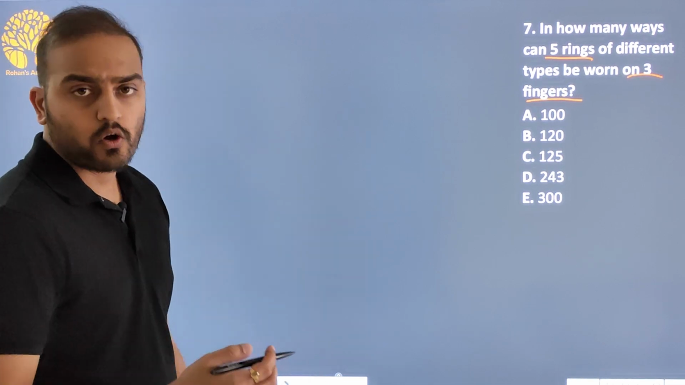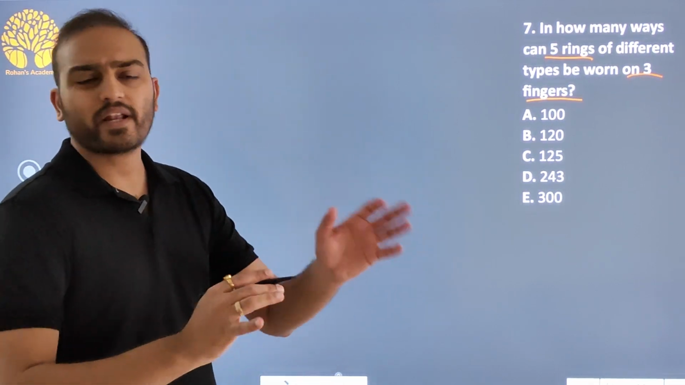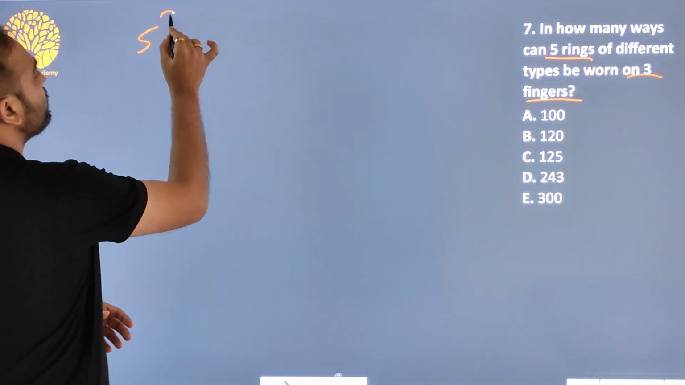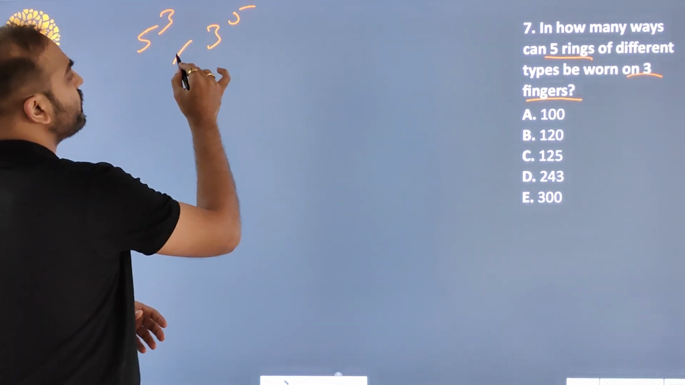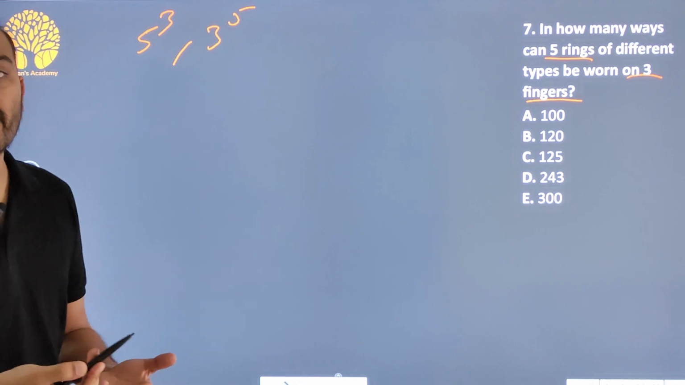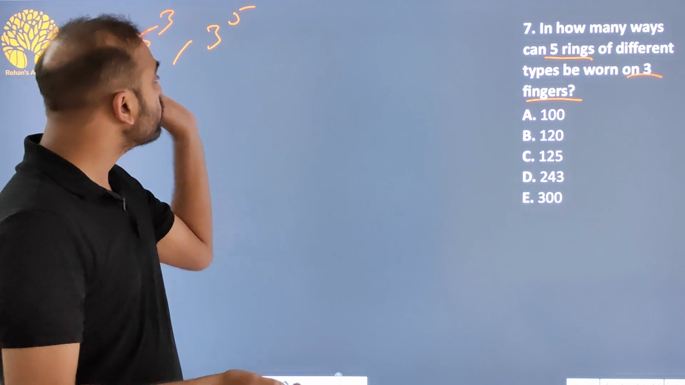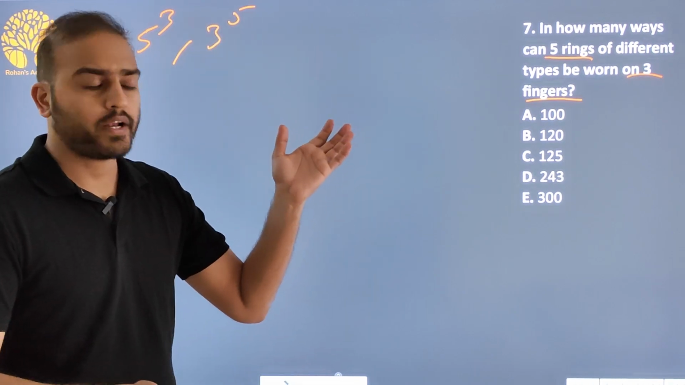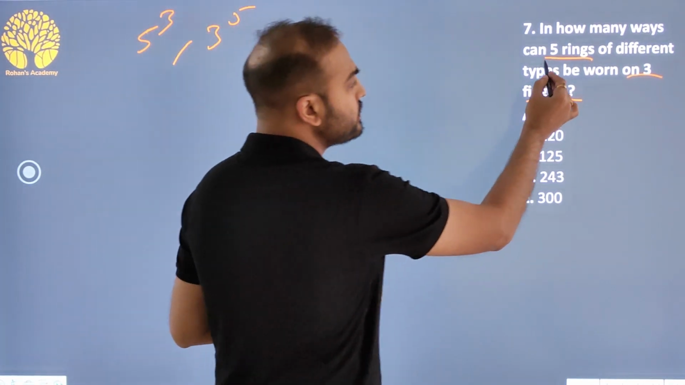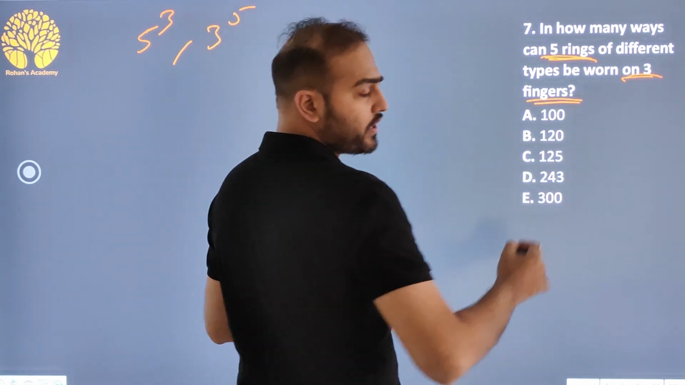Now one confusion that students have, when you try to memorize, some will say 5 to the power 3 or 3 to the power 5. These are the 2 options that you get confused in. Again, understand it, right? Once you understand, you won't have this problem. All right, so we have 5 rings and we have 3 fingers.